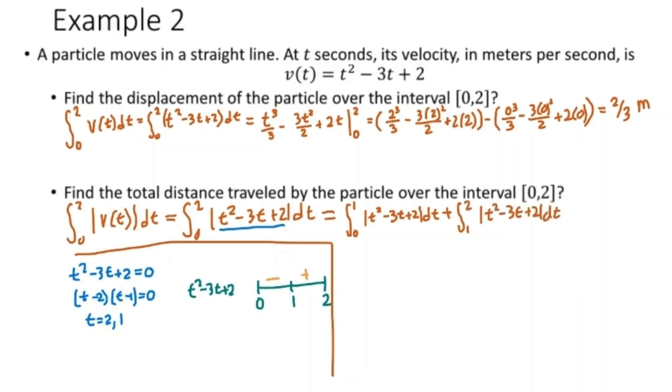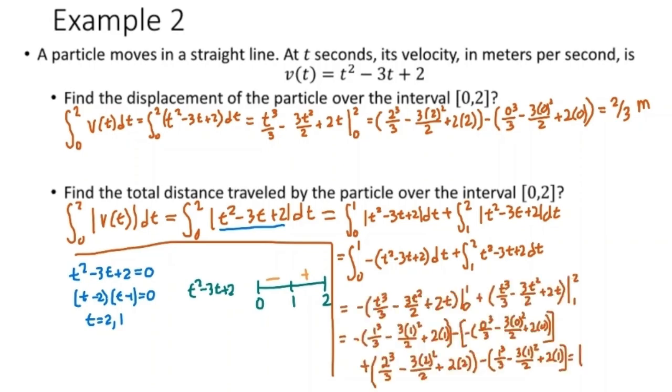Now, because we know that t squared minus 3t plus 2 is either positive or negative in the respective integrals, we can evaluate each absolute value. For the 0 to 1, t squared minus 3t plus 2 is negative, so its absolute value will be the negative of the quantity t squared minus 3t plus 2. While from the interval 1 to 2, we know that t squared minus 3t plus 2 is positive. The absolute value of a positive number is itself, so we can drop the absolute values in the second integral. Now we can find the antiderivative of both integrals, then plug in our bounds and subtract, and we get that the total distance traveled is 1. As for the units, it would be meters, just like the displacement.